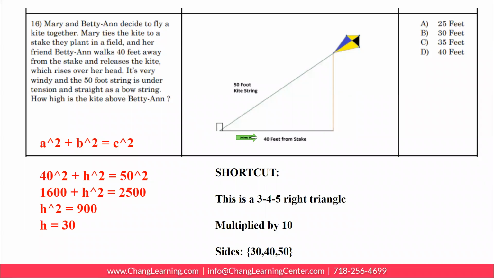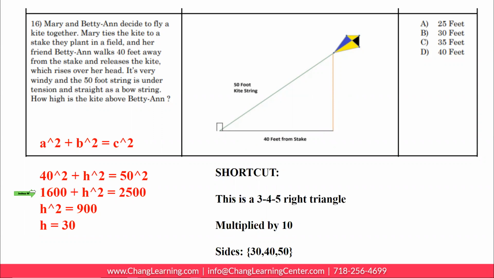Then use the Pythagorean theorem. 40 squared plus the height squared is 50 squared. And you get that 1600 plus h squared is 2500. Subtract 1600, h squared is 900. Take the square root, and h is 30.